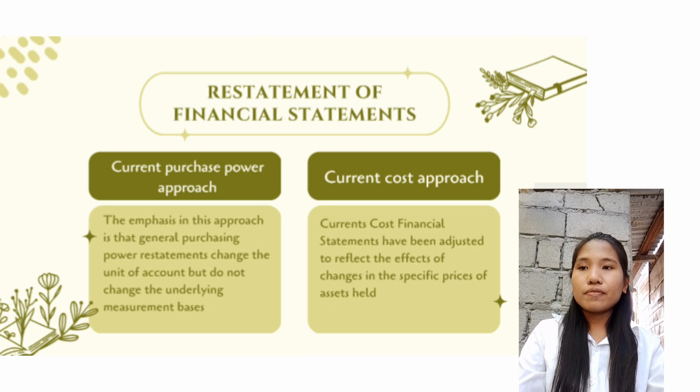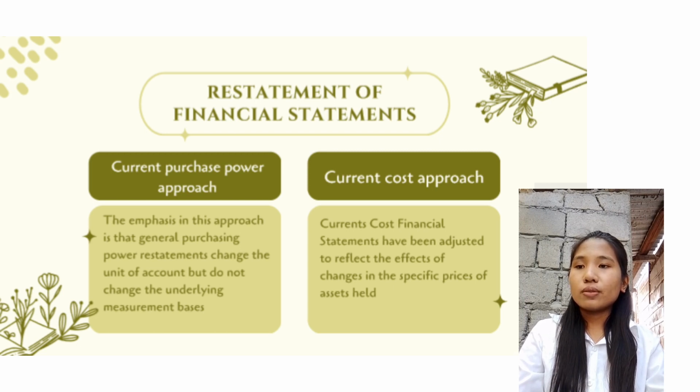Moving on to the restatement of financial statements. So according to PAS 29 paragraph 8, financial statements of an entity that reports in the currency of a hyperinflationary economy, whether they are based on historical cost approach or current cost approach, shall be stated in terms of the current measuring unit at the end of the reporting period. So we have the so-called restatement process for the financial reporting in hyperinflationary economy, and let's also remember the comparative figures for the prior periods should be restated into the same current measuring unit.